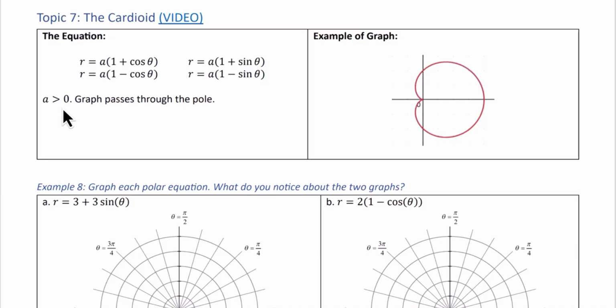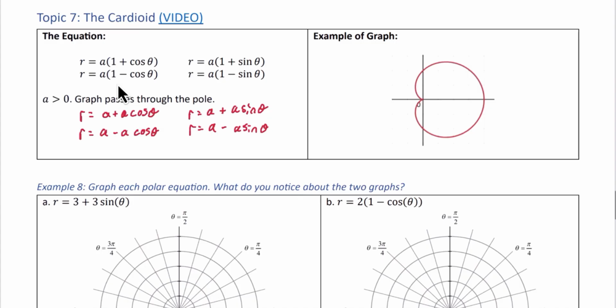An alternate way that you may see these equations is, rather than in the factored form, we could distribute the a. So just be aware you may see them as r equals a plus a cosine theta, r equals a minus a cosine theta, r equals a plus a sine theta, and r equals a minus a sine theta. Same thing, they're still cardioids, we just have the a distributed through the parentheses.